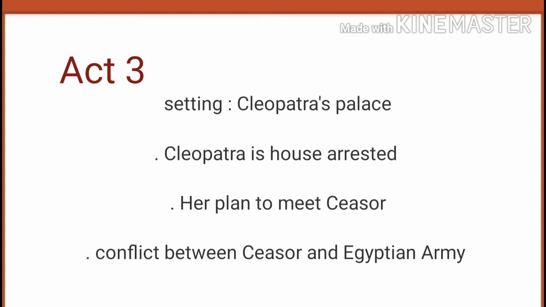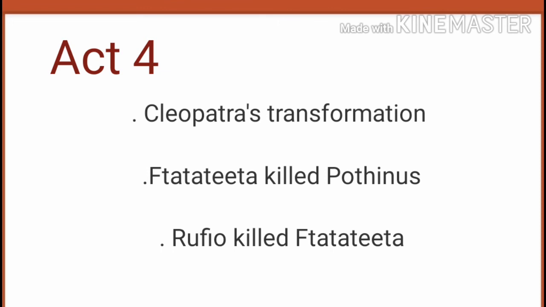At this time, the Egyptian army was planning to take revenge upon Caesar. The army moved to the Lighthouse. In order to rescue Cleopatra, Apollodorus asked Rufio to push Cleopatra into the water. Act 4. The setting is the private room of Cleopatra's palace.